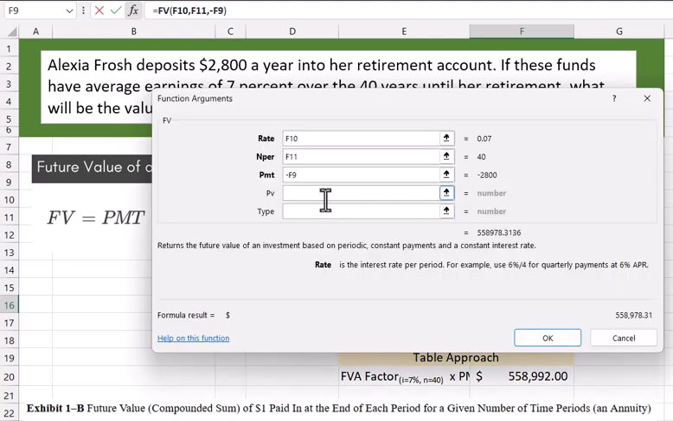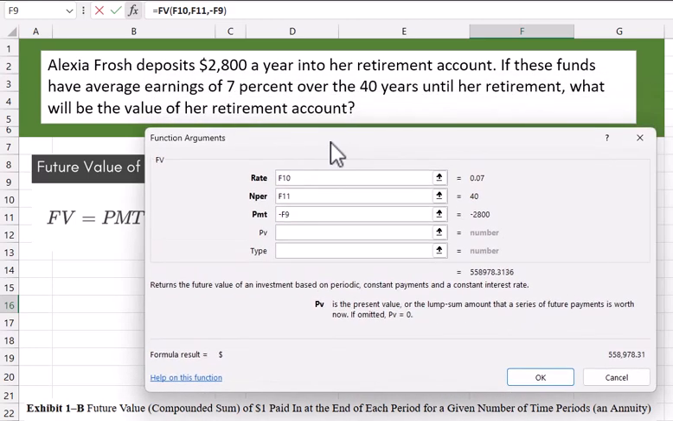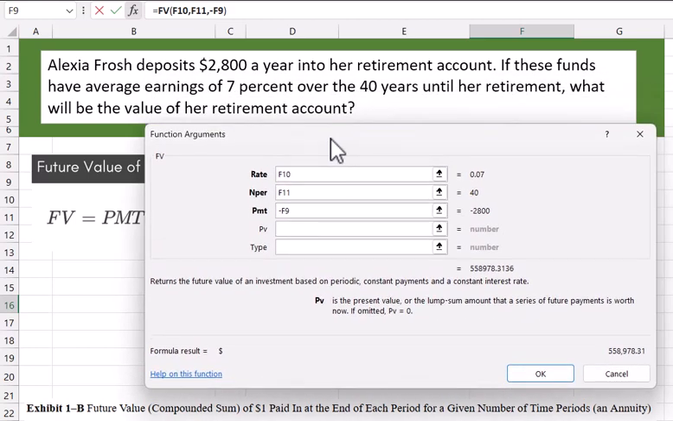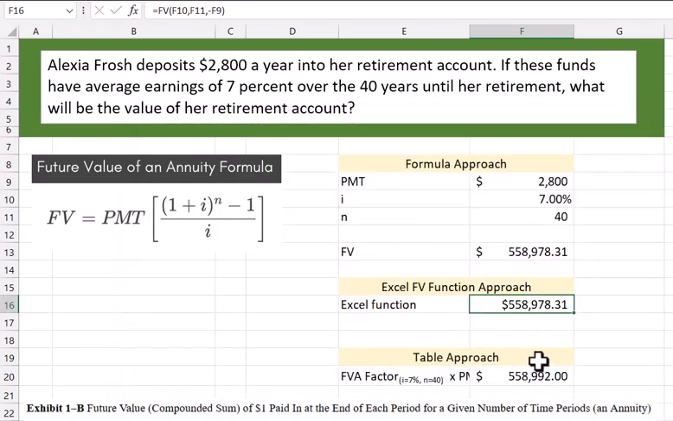Now, what's the present value? Well, we don't have anything saved at this point, so we can leave that blank. And these are going to be deposited at the end of every year. We always assume the payments are made at the end of the period, unless they tell us it's made at the beginning. If it's made at the end of the year, it's called an ordinary annuity. If it's made at the beginning, it's called an annuity due. We can leave it blank or put a 0. We hit enter, and you see we get the exact same number that we got using the formula approach. So that's the second approach.